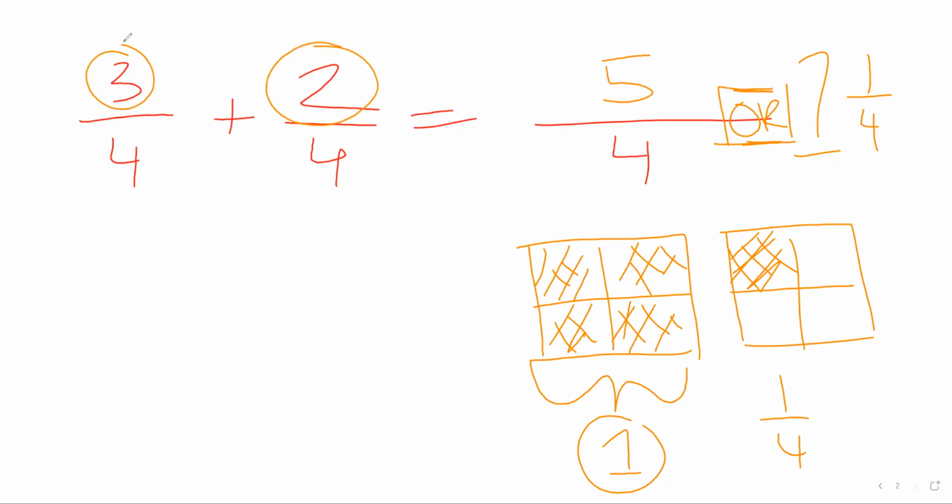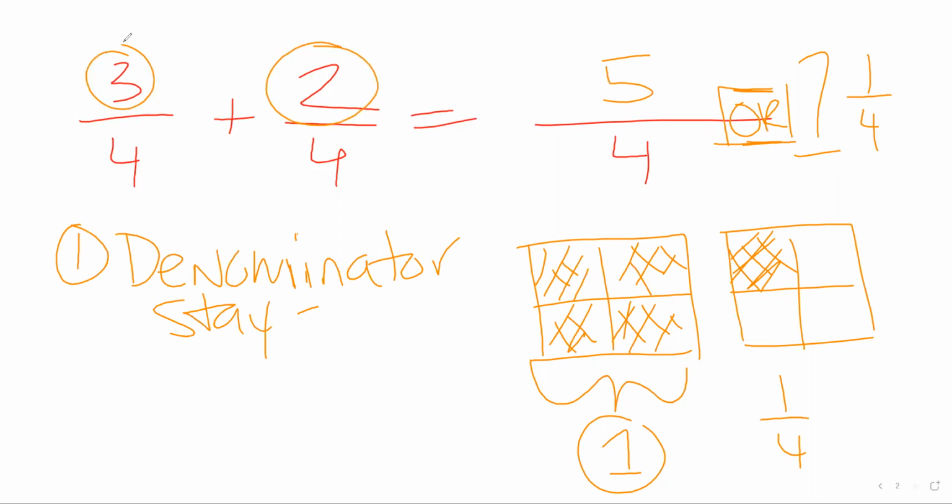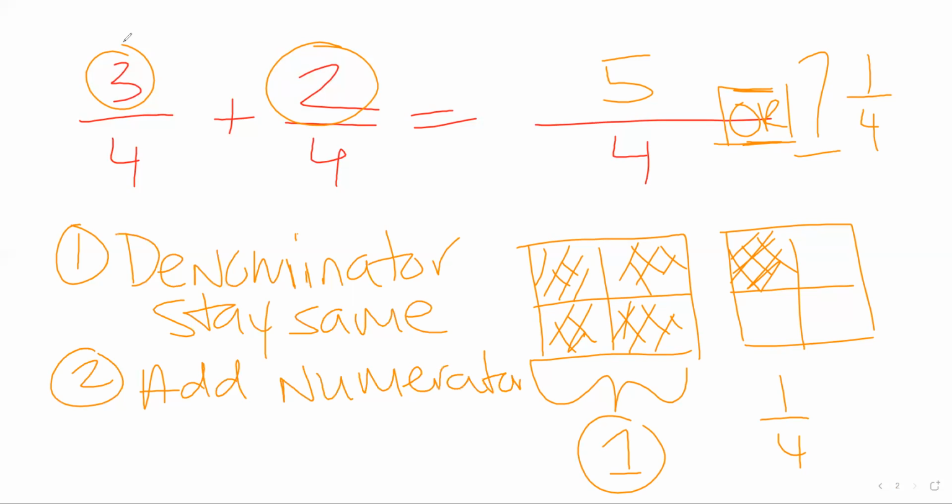So actually what we see here with adding our fractions is that our denominators stay the same, and then we just add the numerators. And we might have to think about what happens if we have more than one, if we have more than we need. I talked about that in the other video as well, and we'll play more with that. So let's do a few more.